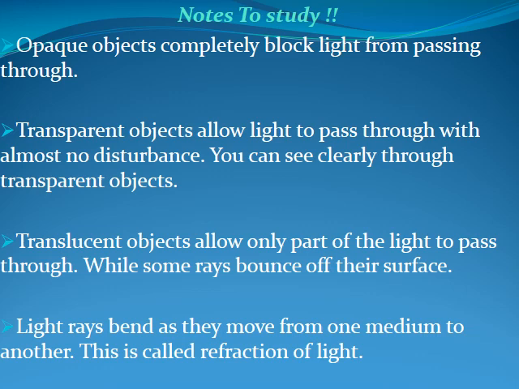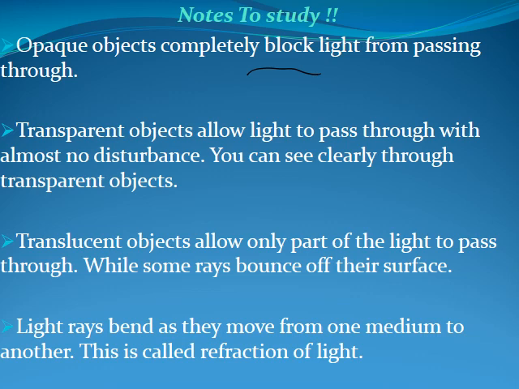Moving to the types of objects, we have 3 types. We have opaque objects. Opaque objects are completely dark. They don't allow light to pass through them. An example is a piece of wood. This is an opaque object. It doesn't allow the light to pass through it.